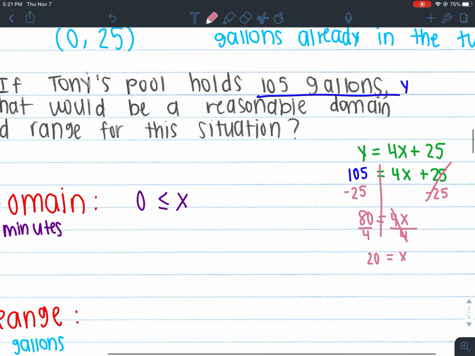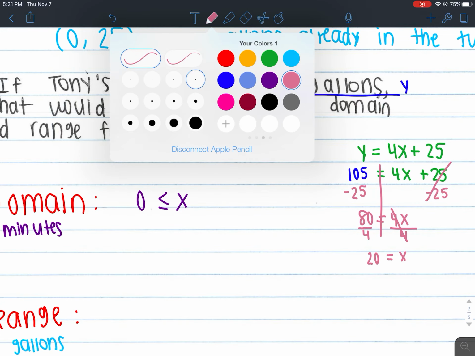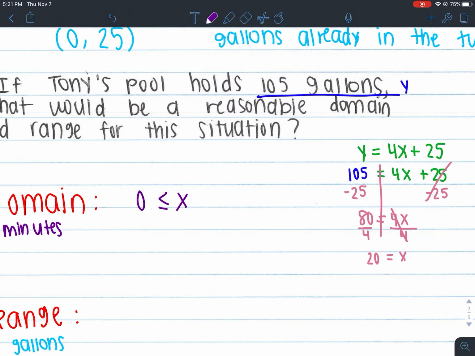But what does that mean? Well, we just put in the most amount of gallons that this pool can hold, and we solved for x, which is minutes. Which means if we fill this pool all the way to the top, the most it can be, then the maximum amount of minutes that you can actually fill it for is 20 minutes.